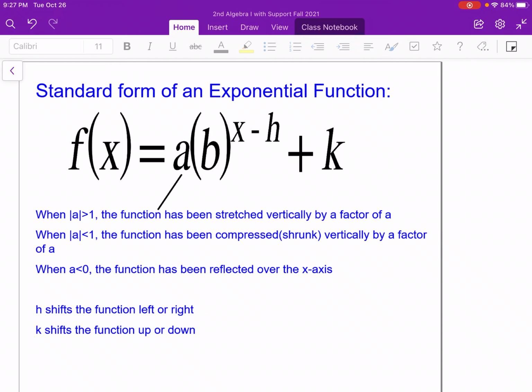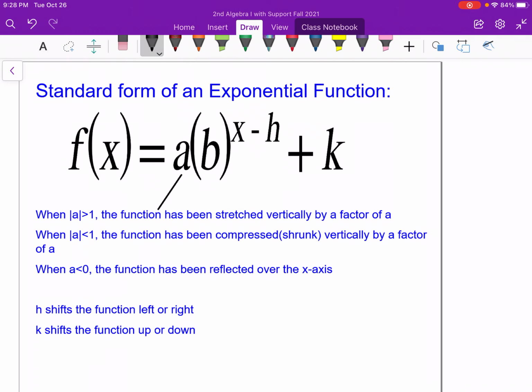So if the absolute value of a, meaning 2, 3, -5, that's still the absolute value of a, is greater than 1, the function has been stretched vertically by a factor of a. When the absolute value of a is less than 1, meaning 1/2, -3/4, that's still less than 1, the function has been compressed or shrunk vertically by a factor of a. When a is less than 0, the function has been reflected over the x-axis.